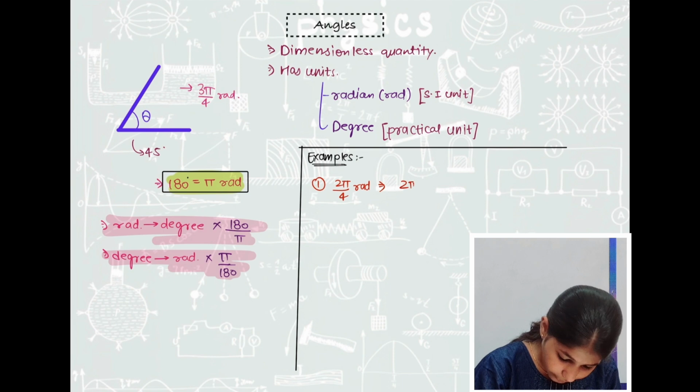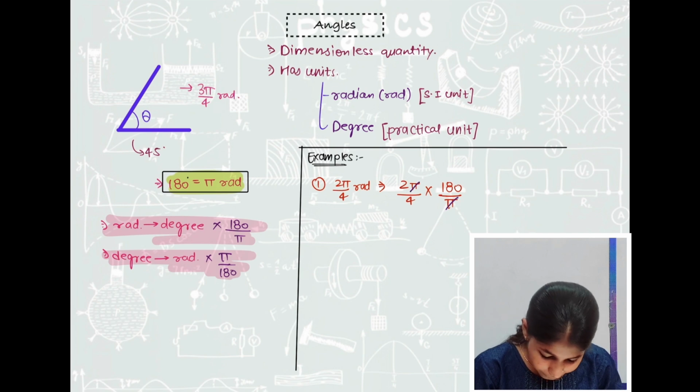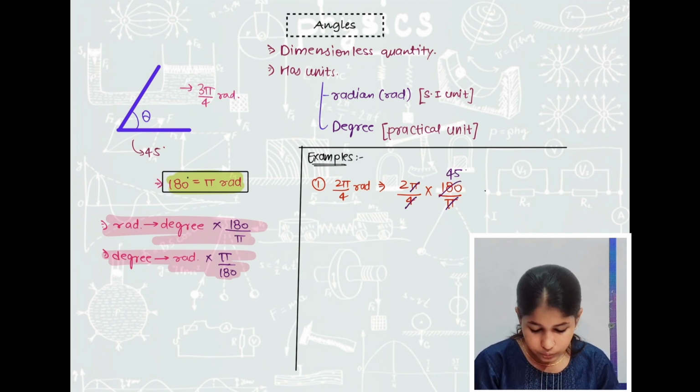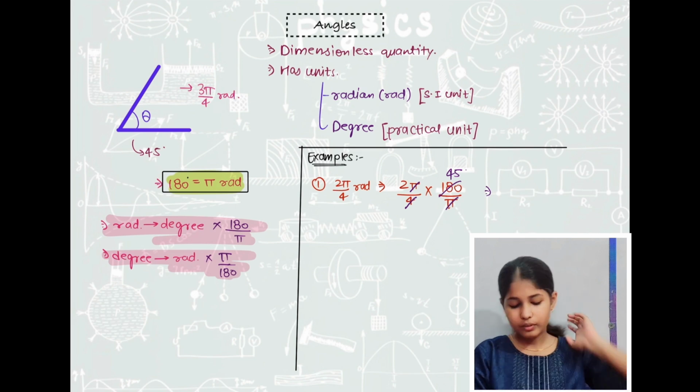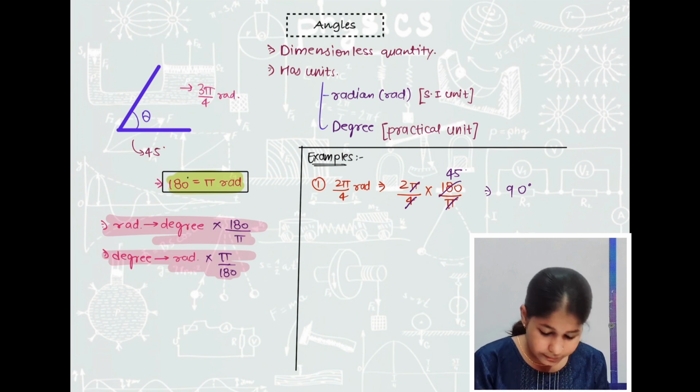Let's continue our question. 2 pi upon 4 into 180 upon pi, and pi will simply get cancelled. 4 4s are 16, 4 5s are 20. Okay, 4 4s are 16, 4 5s are 20. Now 5 2s are 10, and here 4 2s are 8, so the answer is 90 degree.